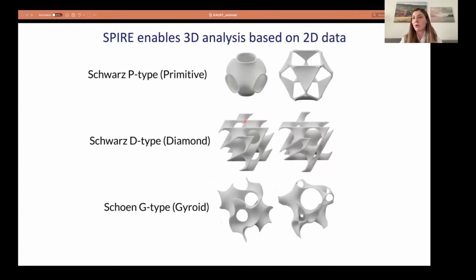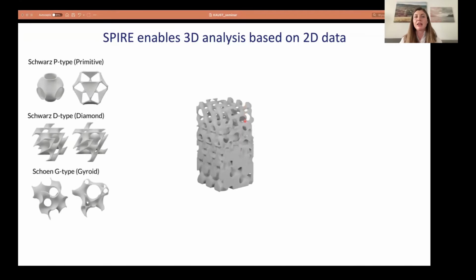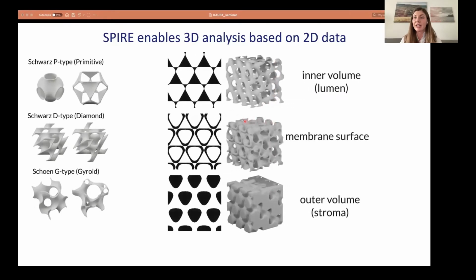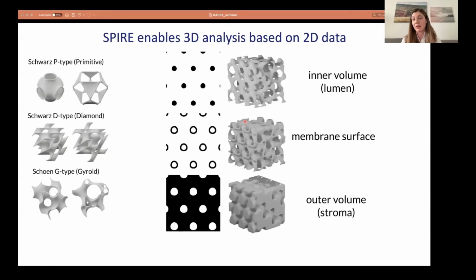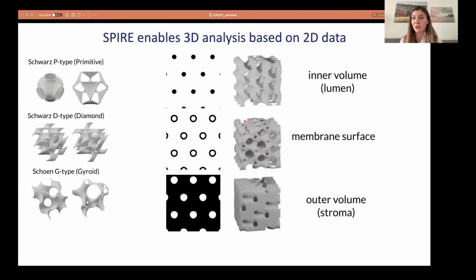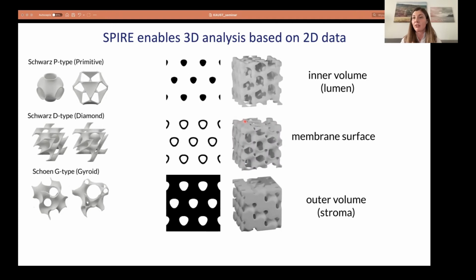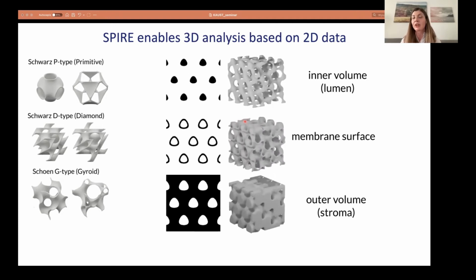In SPIRE, you can of course recognize not only structures characteristic for the prolamellar body, but all cubic membranes based on several different types of triply periodic minimal surfaces like primitive, diamond, or gyroid. You can implement different parameters and calculate 3D parameters based only on the analysis of the 2D slices. You can calculate the inner volume of this structure, the membrane surface in 3 dimensions, the outer volume also.